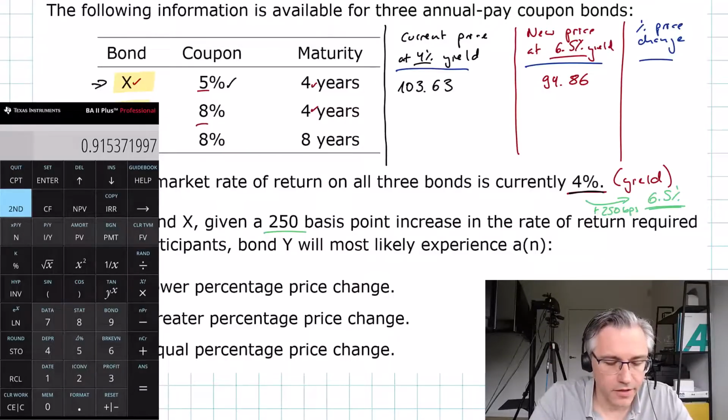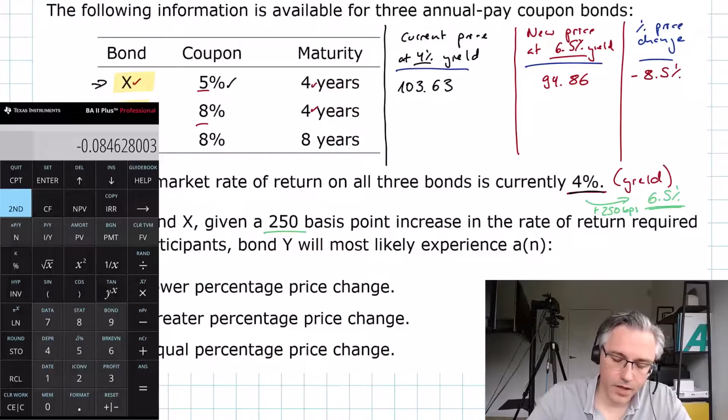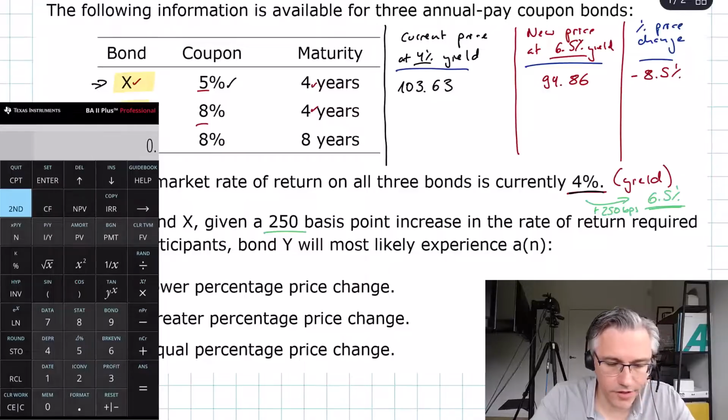1. You can easily convert this into a percentage measure. I just deducted 1, and it shows me that the drop is one of roughly 8.5%. Let's do the same thing for the second bond, that's bond Y. So now I'm going to clear the time value of money worksheet and start afresh.